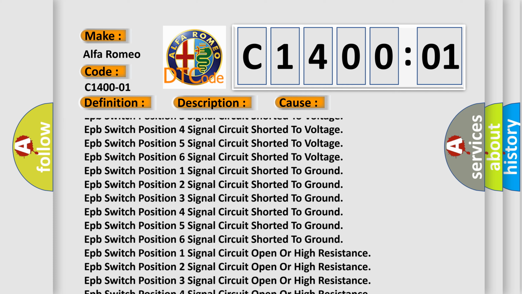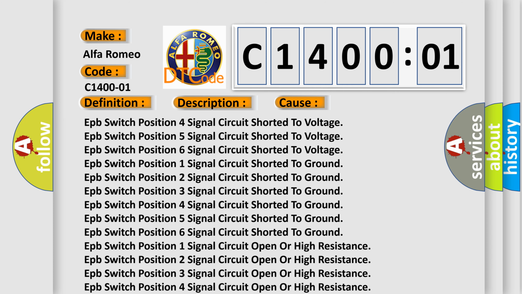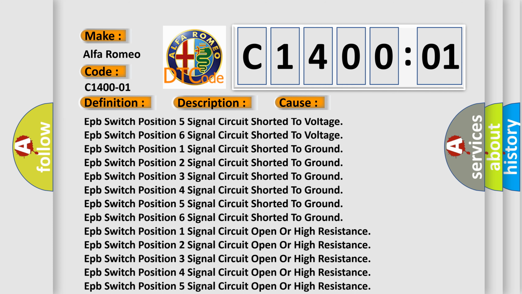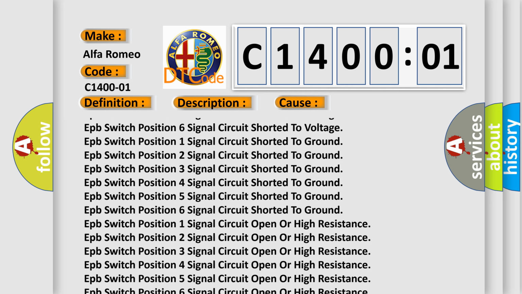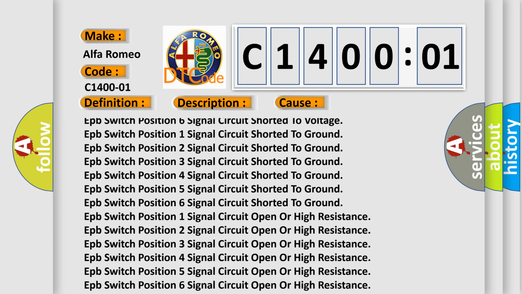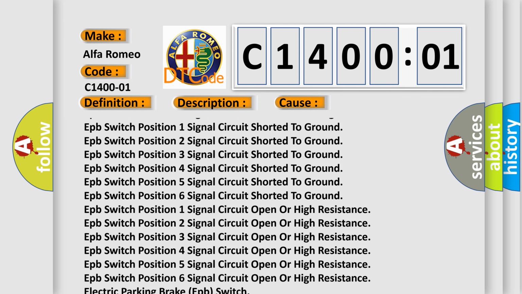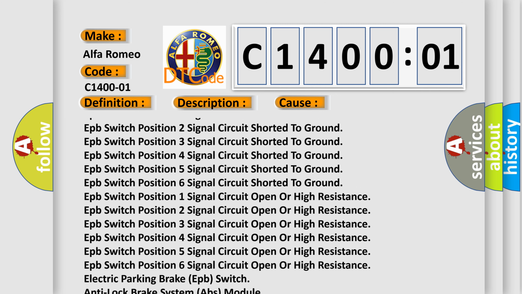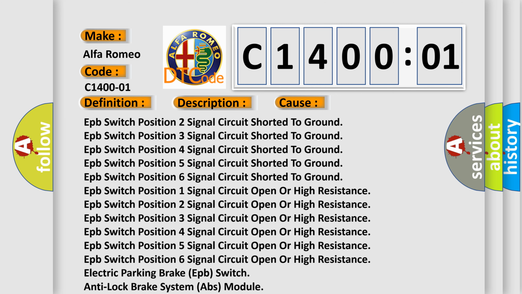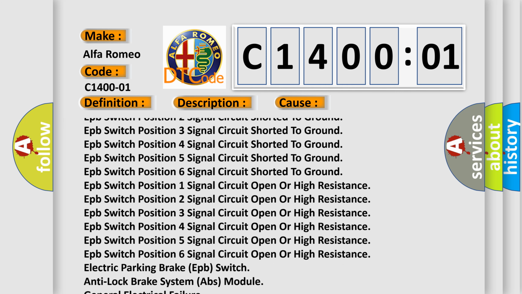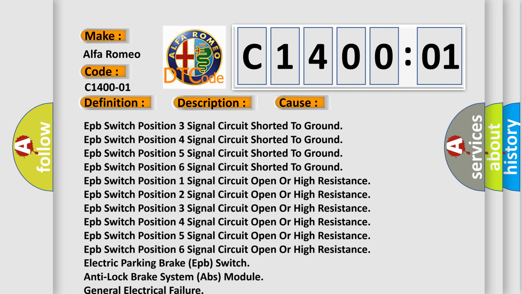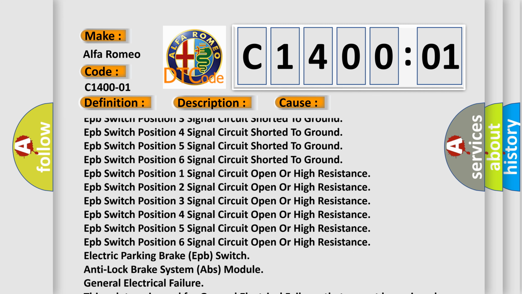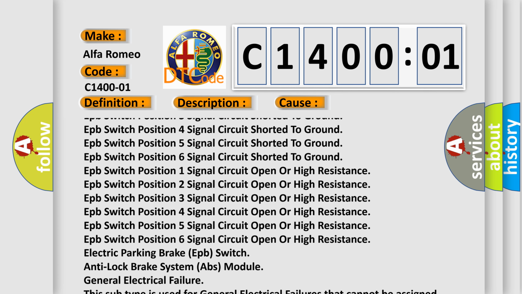EPB switch position 4, 5, and 6 signal circuits shorted to ground; EPB switch position 1 to 6 signal circuits open or high resistance; electric parking brake EPB switch; anti-lock brake system ABS module general electrical failure.